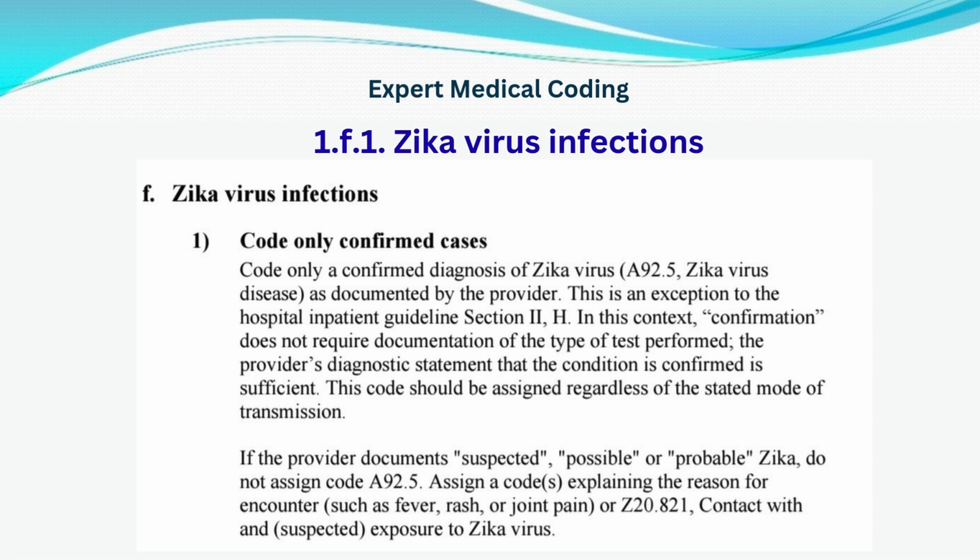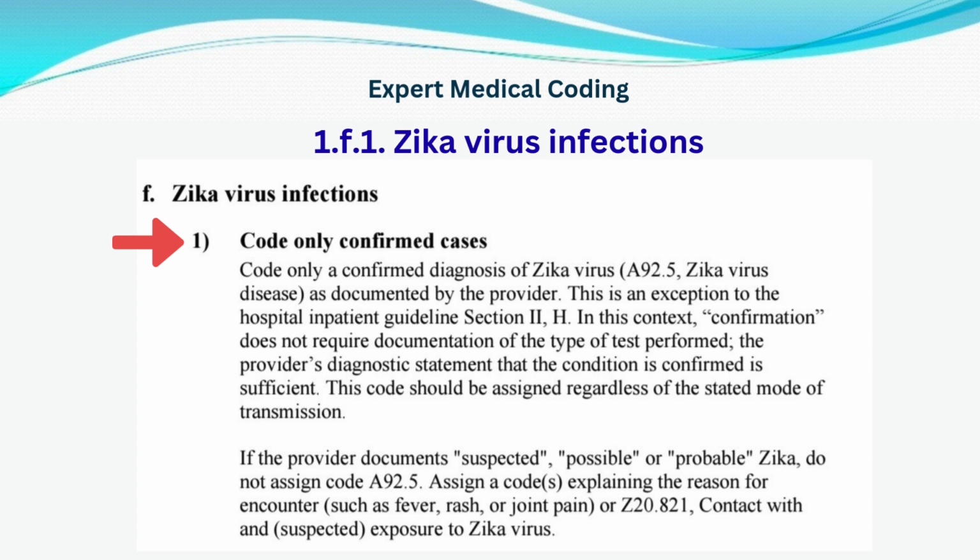Now let's move towards the next coding guideline, which is about Zika virus infections. Code only confirmed cases. Code only a confirmed diagnosis of Zika virus, A92.5 Zika virus disease, as documented by the provider. This is an exception to the hospital inpatient guideline section 2H. In this context, confirmation does not require documentation of the type of test performed. The provider's diagnostic statement that the condition is confirmed is sufficient. This code should be assigned regardless of the stated mode of transmission.